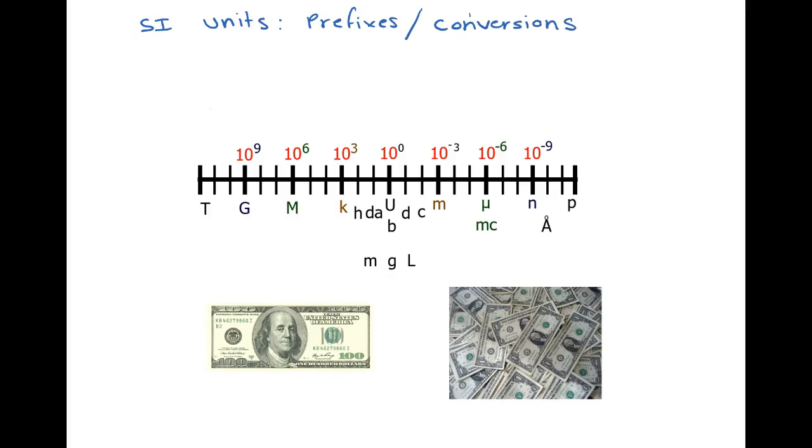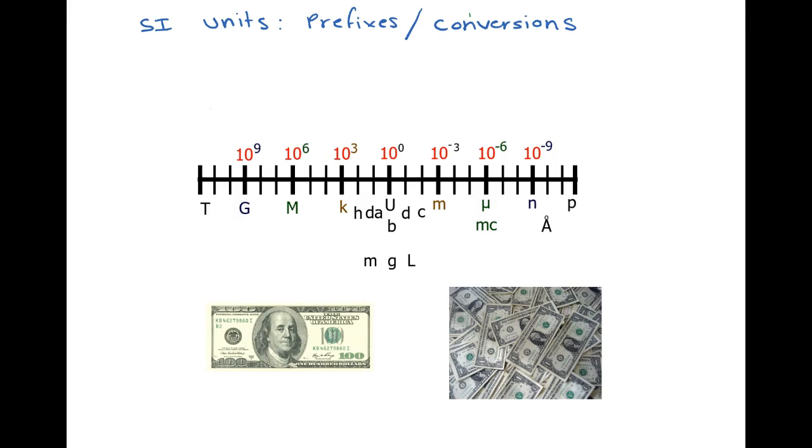So we've been learning about SI unit prefixes and conversions, and I want to just go over a few ways to tackle these types of problems, since in chemistry we're going to be working with a lot of really big numbers and a lot of small numbers. So we want to be able to convert between these different units.